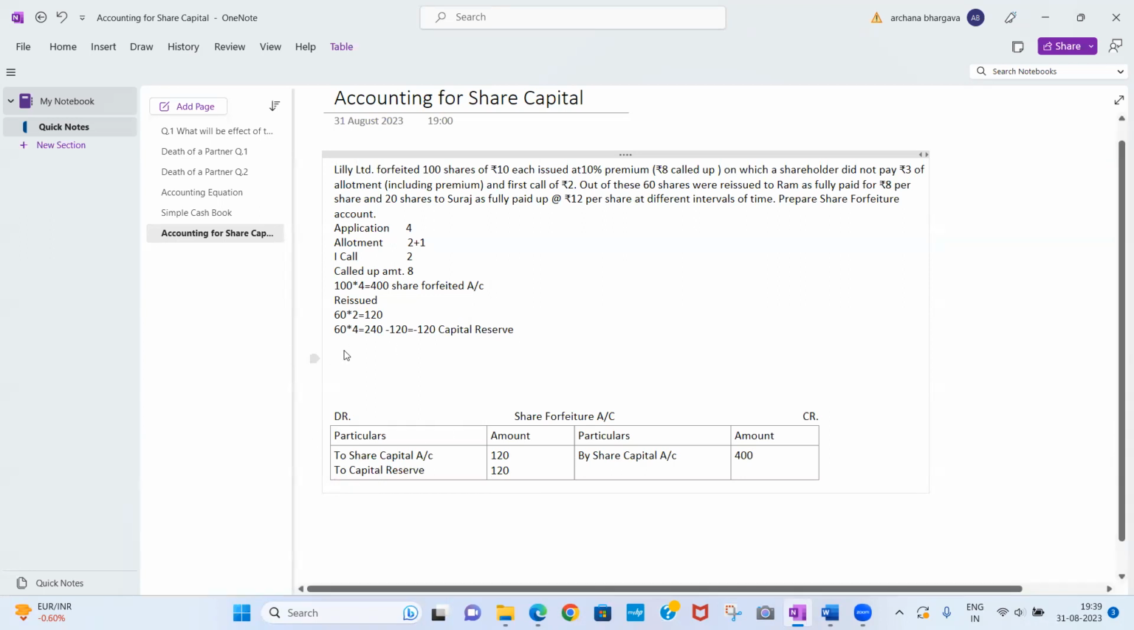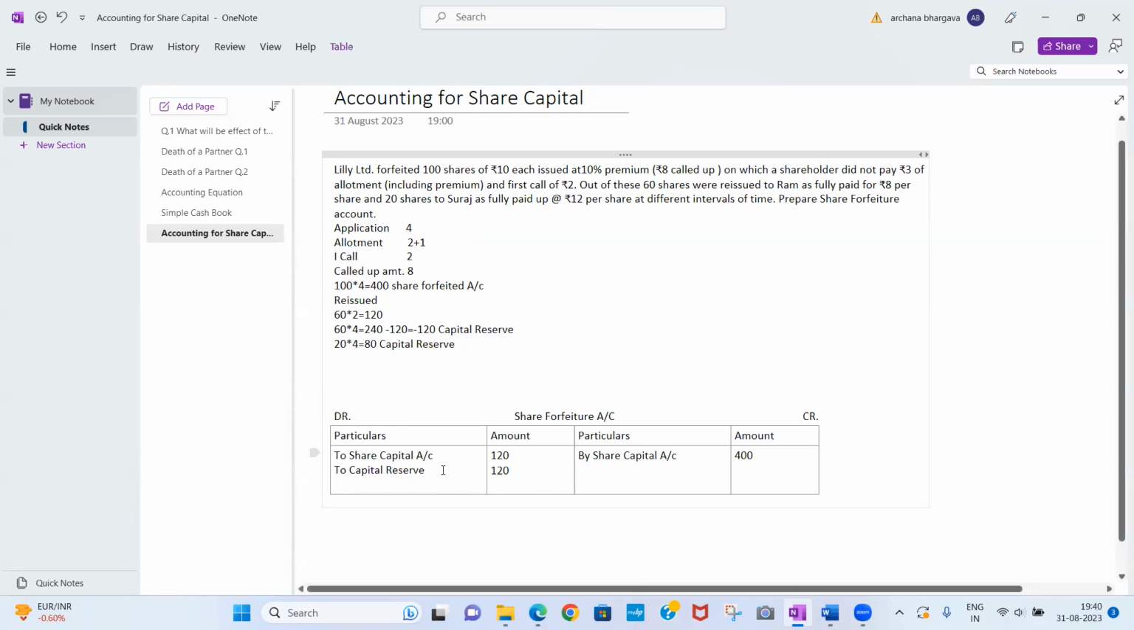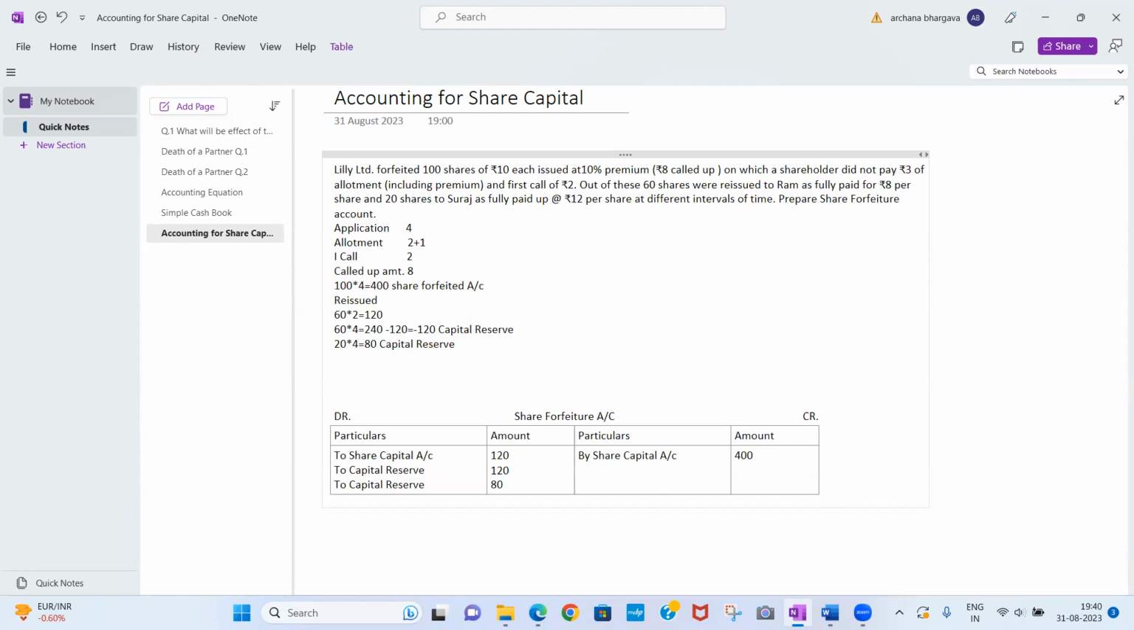Now the next calculation, as you can see, 20 shares are issued at rupees 12 per share. It means there is no loss on reissue. So how much amount of 20 shares are there in share forfeiture account? That is rupees 80. So there is no loss, so this amount will also be transferred to which account? Yes, capital reserve. So again, we'll have one more posting to capital reserve. And how much amount is transferred, children? 80 rupees of 20 forfeited shares are transferred to capital reserve.